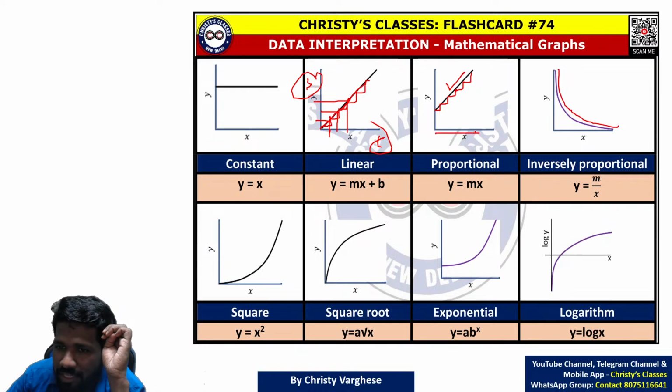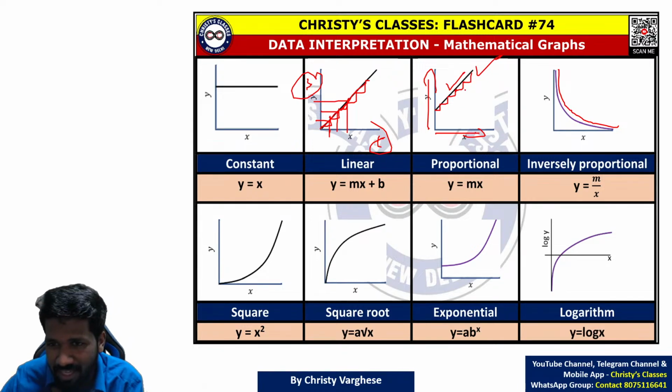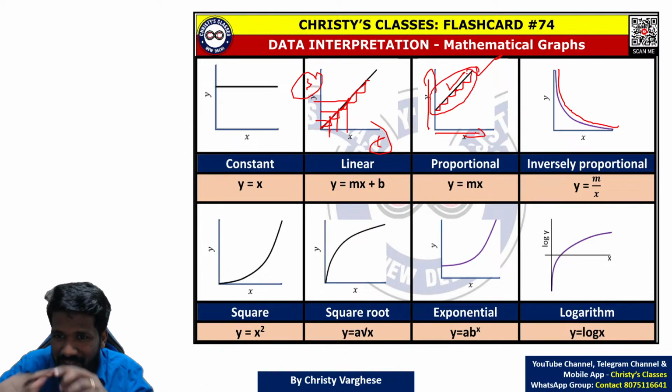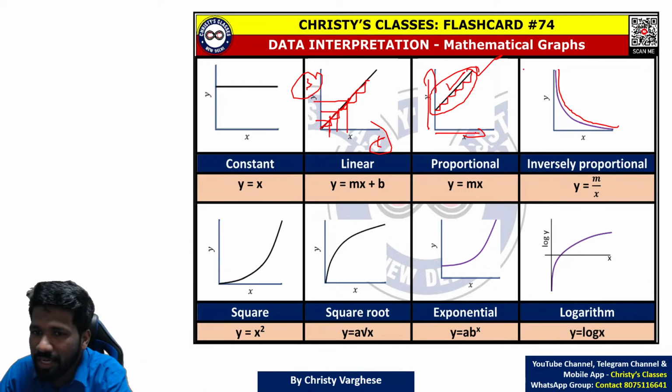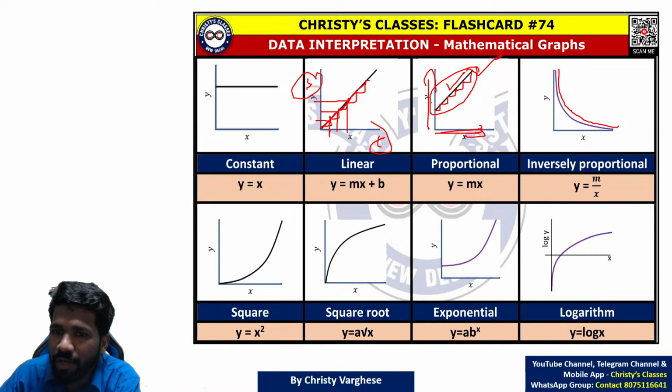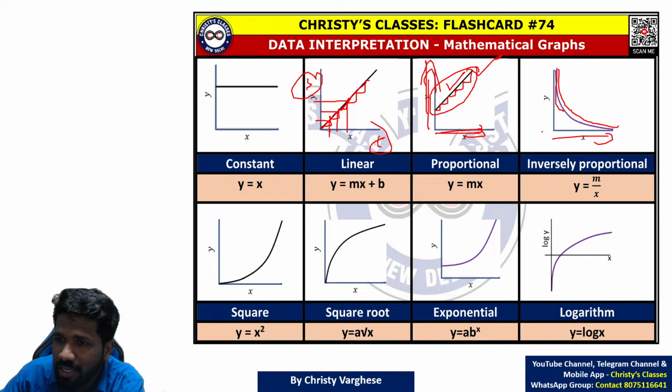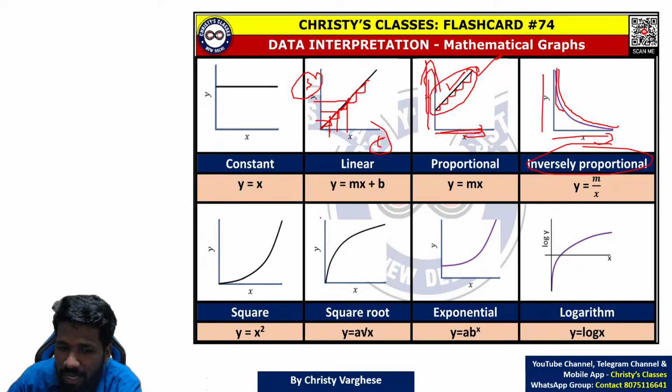Proportional means what? When x is increasing, y is also increasing. An example of a proportional graph is mentioned here. Don't think that exactly this shape it should be. No, but an example is mentioned here. When x increases, y should also increase proportionately. What is inversely proportional? When x increases, y should decrease and vice versa. When y increases, x should decrease. So that is inversely proportional graph.